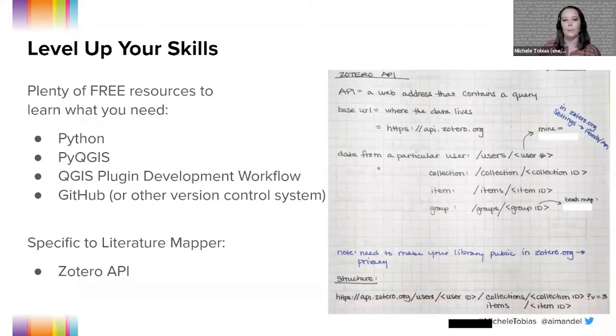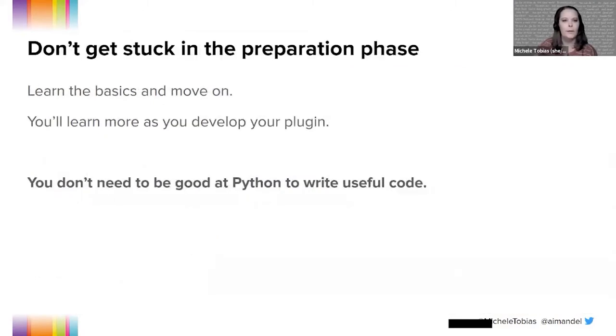And then specifically for Literature Mapper, we actually had to learn how to use the Zotero API. They have an API that they use to work with various tools that are associated with Zotero, so we could take advantage of that, and we had to learn that system. It's not super complicated, but it takes time to learn, and you have to be open to learning these kinds of new skills in order to make your plugin work. Whatever plugin you have in mind, you'll probably have some domain knowledge that you'll need in order to make it work. And you can see my notes here, again a clip from my notebook, of trying to learn the Zotero API and making notes about what I needed to do. I just find it helpful to have it on paper, but use your own system, whatever works.